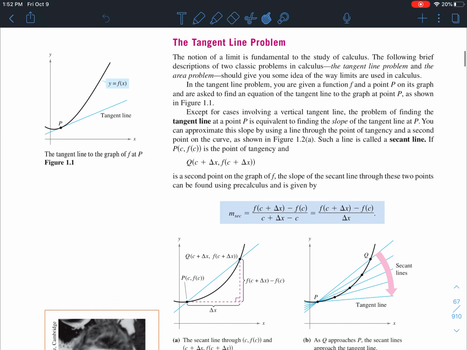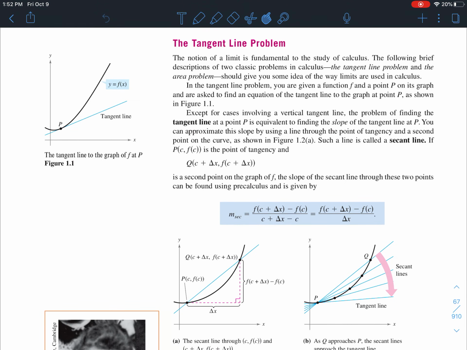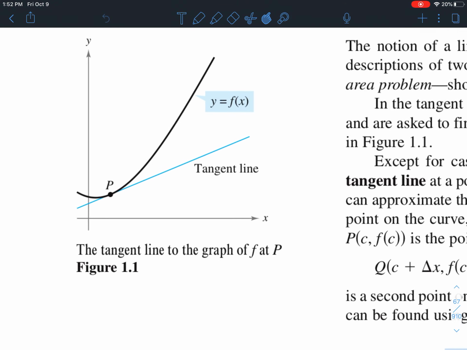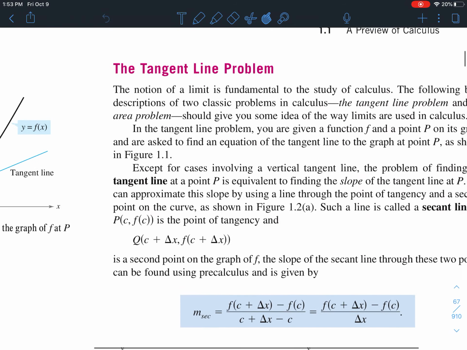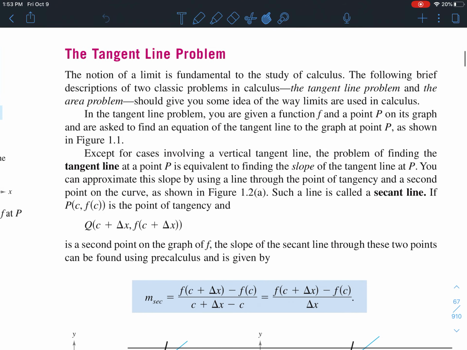The tangent line problem is concerned with finding a line that's tangent to an arbitrary curve on the coordinate plane. So like over here in this diagram, you can see that that line just touches the curve at point P. And it's the same kind of thing as a tangent line to a circle, where it just touches the circle at one point and nowhere else. That's what this problem is, and it's the first fundamental aspect of calculus that I'm going to introduce today.